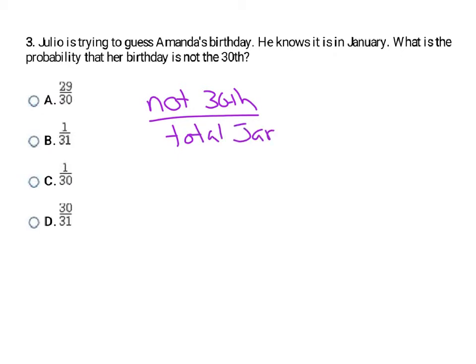So January has 31 days. So it's going to have a total of 31 days. 30 of those are not the 30th. You have 1 through 29 and the 31st. So 30 over 31 can't be reduced, so D is going to be my final answer.